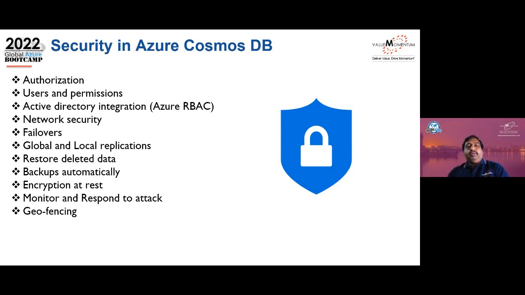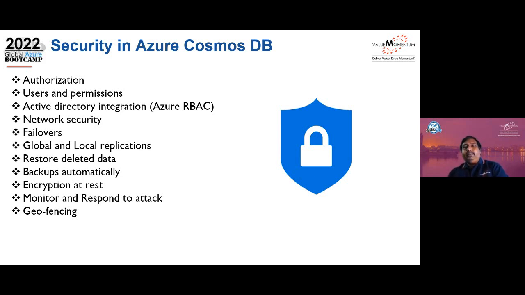So, global and local replication: depending on your needs, your data will be replicated locally or globally, depending on your pricing and your data availability. The data will be available in at least 3 data centers.